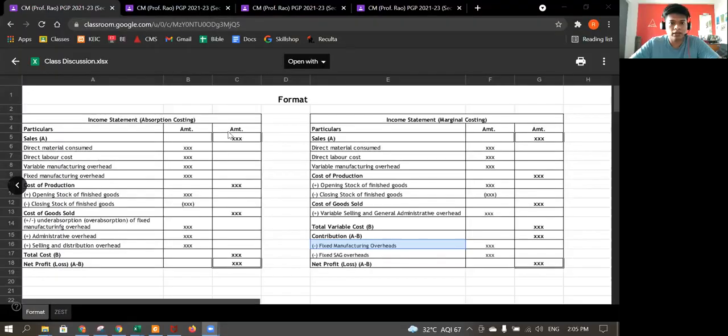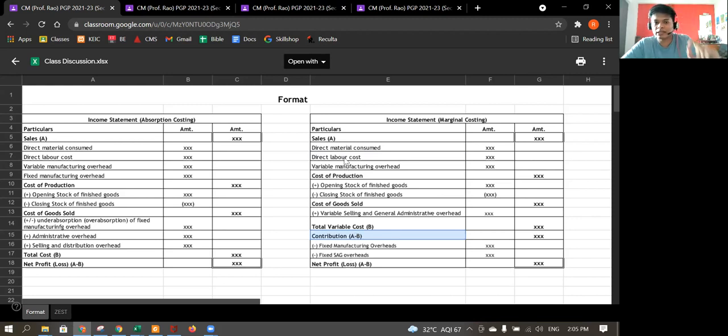Okay, so let's go. First thing that I'm going to discuss is the difference between absorption costing and marginal costing. I hope you guys know this, but I'm just highlighting these points. Absorption costing, and let's take marginal costing first. In marginal costing, it's sales minus variable cost gives your contribution, and then minus fixed cost gives your profit.